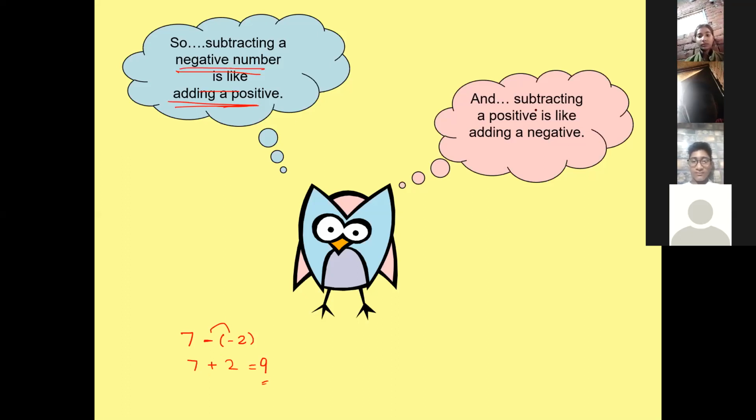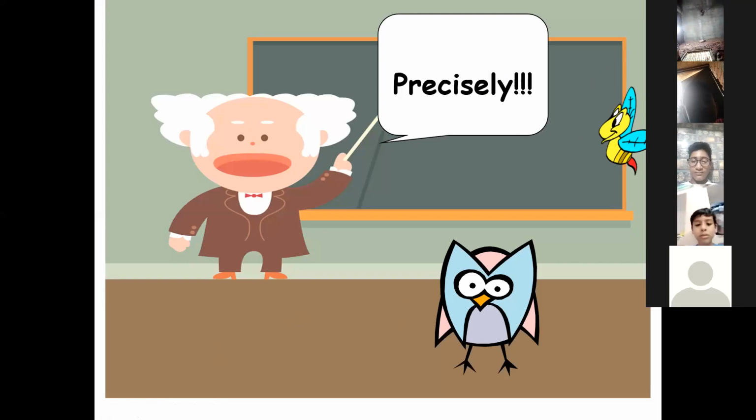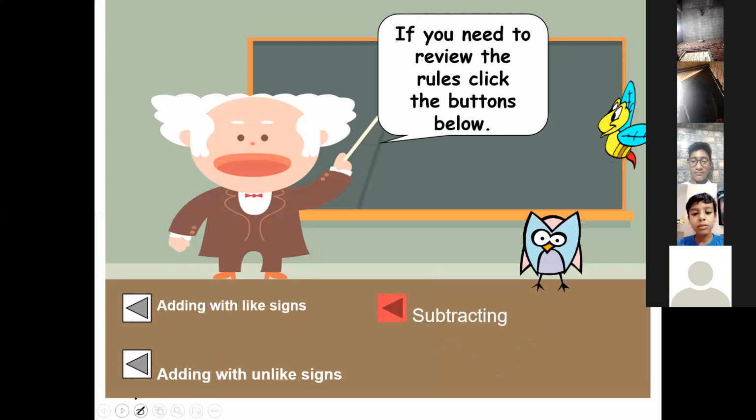On the other hand, subtracting a positive number is like adding a negative number. Subtracting a positive number, for example, minus 5 and plus 3. Okay, so plus minus minus, minus 5 minus 3. So now minus 8. Hope it is clear.